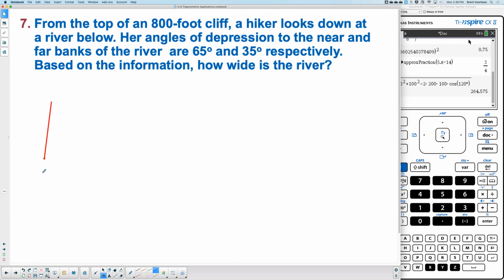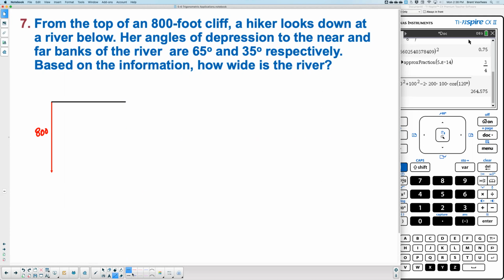There's a cliff. So I'm going to draw something straight up and down, and that cliff has to be 800 feet tall. 800. That's really ugly. Let me try that again. 800. There we go. And if you're looking down, her angles of depression mean the angles from looking down from up above. So here she is, but then she starts to look down. Let me get a dash line first.